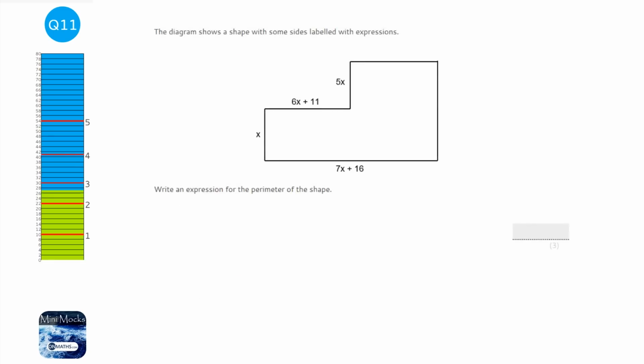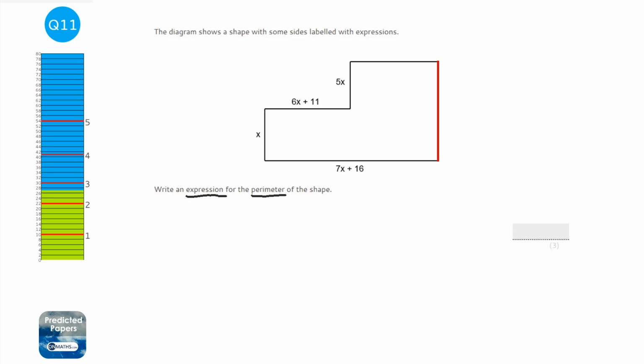Okay, so the first thing to realise with this question is what perimeter means. The perimeter is the distance around a shape. Now, we've got a lot of x's and numbers, but it does say it wants an expression for the perimeter. So we're not looking for a number as an answer, we're looking for an expression, so letters and numbers. Okay, so there are a few sides missing, so I'm going to try and find out this side first.